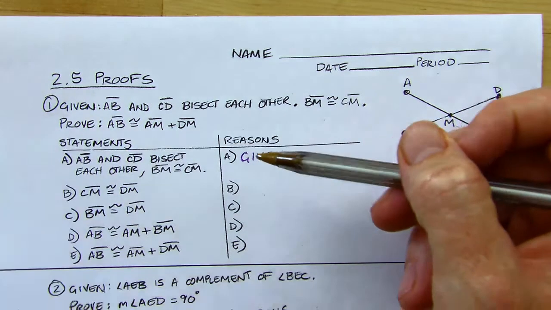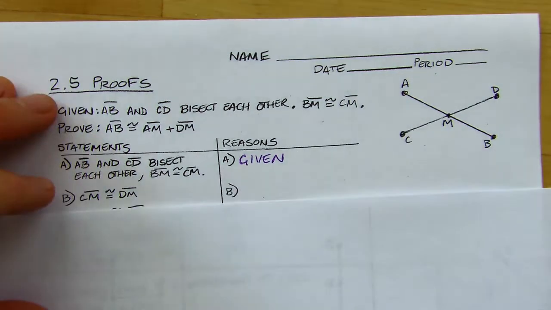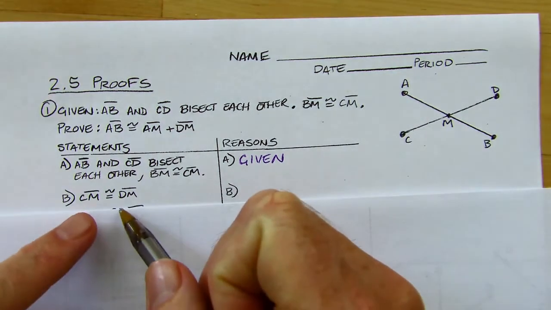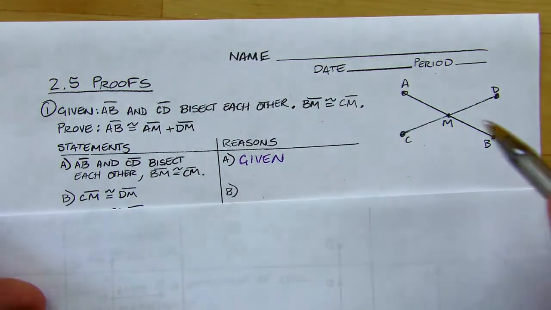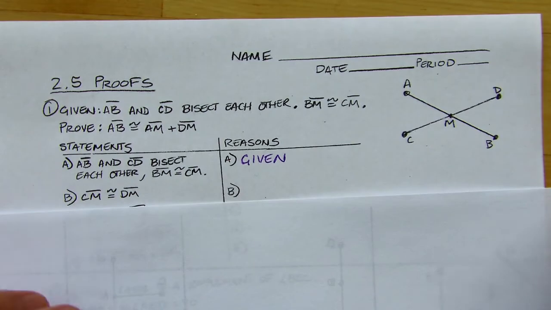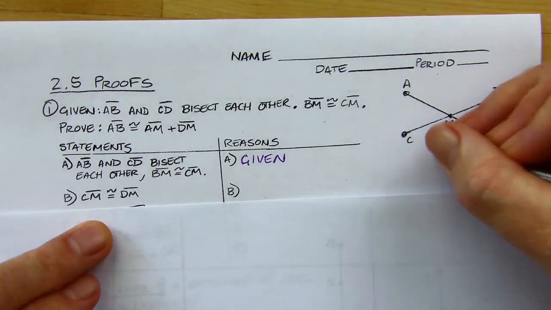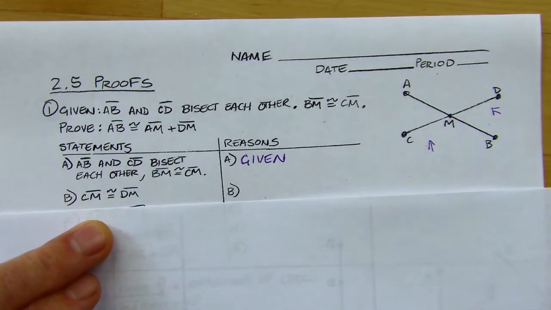Okay, I honestly like to just start by looking at the second step and trying to figure out, well, how can we say this based on the given info? Either the given info that's written or the picture, or sometimes a combination of the two. Okay, so here this says that CM is congruent to DM. So here's CM, here's DM. So how can we say that those are congruent?